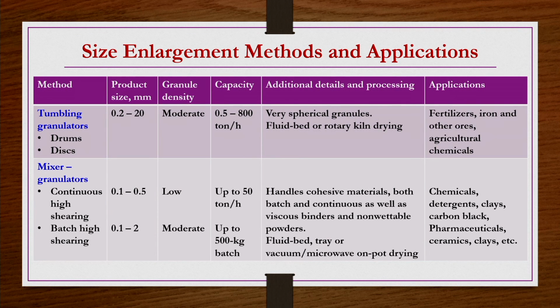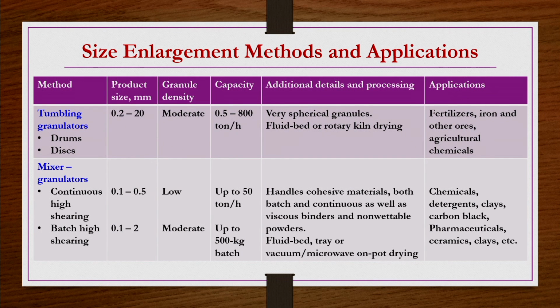Capacity wise, the continuous high shearing mixer granulator can handle 50 tons per hour, whereas the batch high shearing mixer granulators in general can handle 500 kg a batch, up to that capacity. So these mixer granulators in general handle cohesive materials, both batch and continuous, as well as viscous binders and non-wettable powders. For all these categories they are suitable. Coming to the subsequent drying processing, fluid bed, tray or vacuum, microwave, and on-pot drying methodologies can be applied.